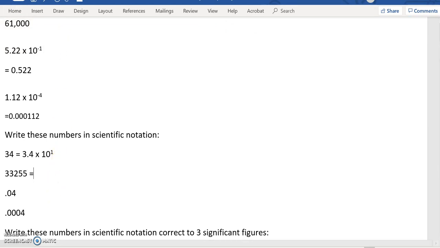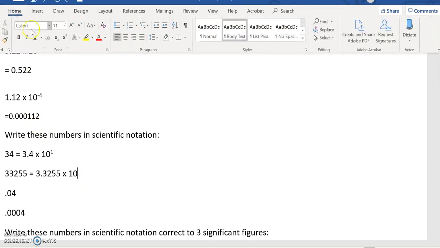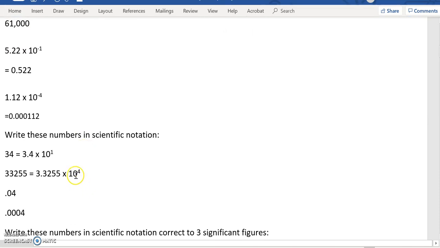1. Next one, we're going to have to move the decimal point a few more places. It's going to be 1, 2, 3, 4. So it's going to be 3.3255 by 10 to the 4. And when we talked about that before, we said that 10 to the 4 was 10,000, so it should be 3.3255 by 10,000. So it should give us 33,000, and we can look and check back and see that is the case. 0.4, how many places have we got to make this a decimal?